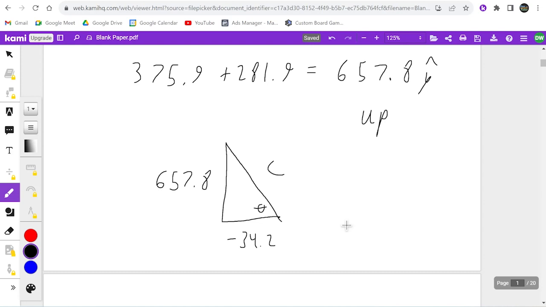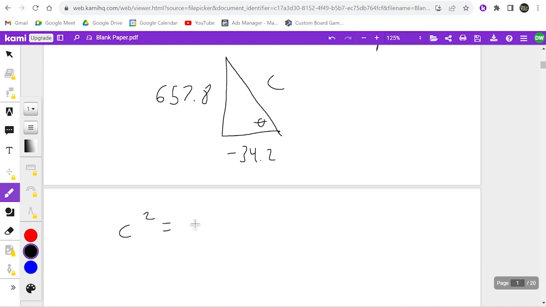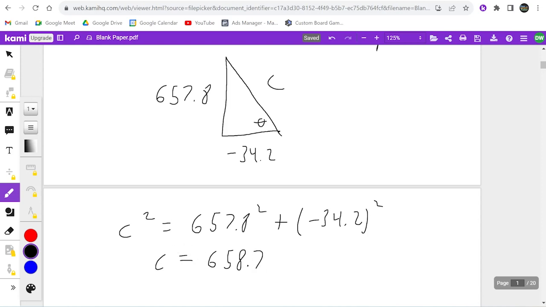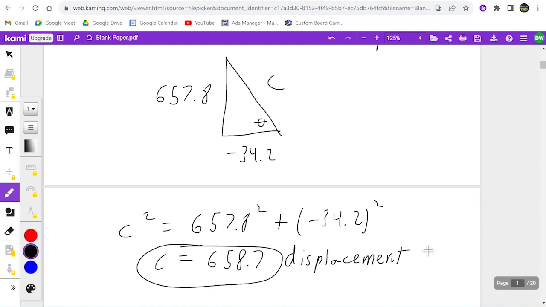And I want both. Now, by the way, when I do Pythagorean theorem and find the angle, one thing you'll notice is I'm actually going to make this positive 34.2. The reason why is because, as far as the math is concerned, for Pythagorean theorem, I say c squared equals 657.8 squared plus negative 34.2 squared, when I square the number, it's going to be positive anyway, so I don't care. You can keep it negative there, but it'll just be positive anyway. And I get 658.7, and that's my displacement after I solve Pythagorean theorem.